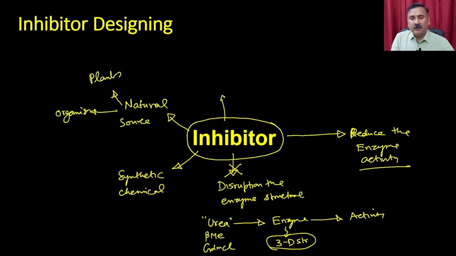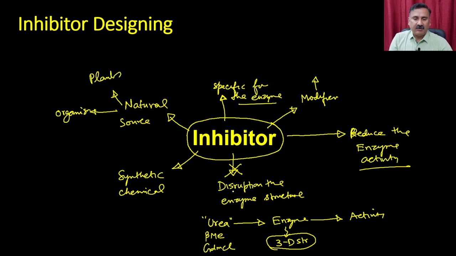An inhibitor should be very specific. It should be specific for the enzyme. It should not be a generic inhibitor. It should not be an amino acid modifier which acts as an inhibitor. The same is true for beta-mercaptoethanol, which is going to change the disulfide linkages and other kinds of things. The same is true for other kinds of modifiers which change the functional groups and all that. So they are not going to be considered as inhibitors.